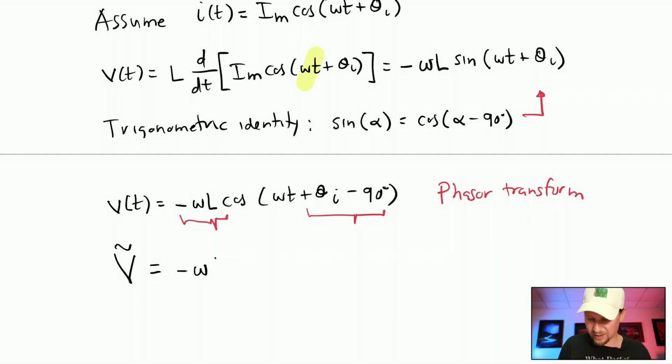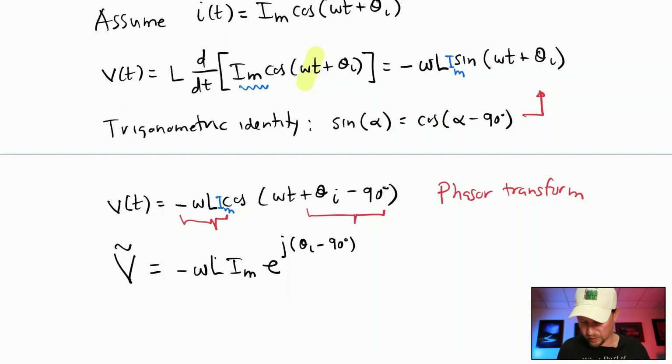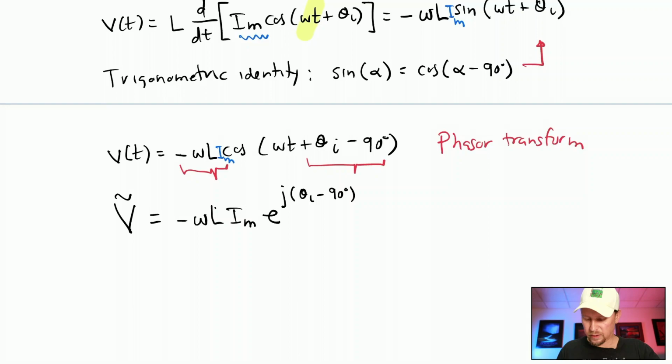I totally dropped something. Let me put this back in with blue. Somehow or another, that little part got dropped. So let's actually put it back in. So this is I sub m, and that's I sub m. So we have omega L times I sub m. That's the magnitude times e to the j theta I minus 90 degrees, like this. Right? Now, I can keep on working with this in the following manner.